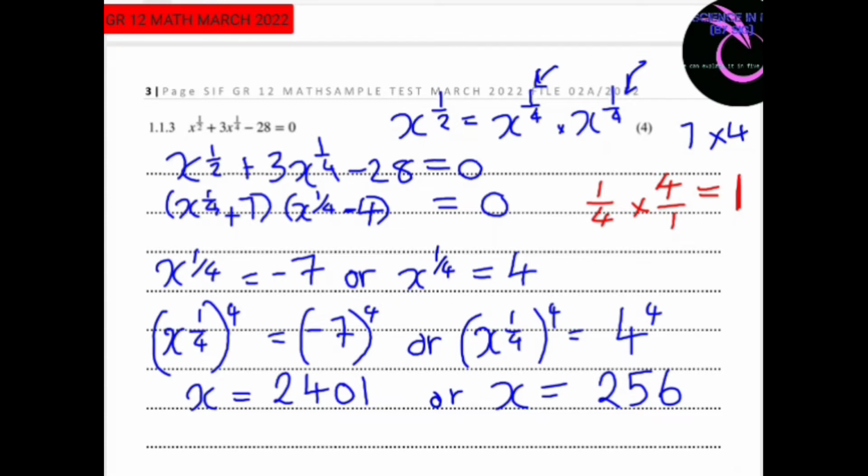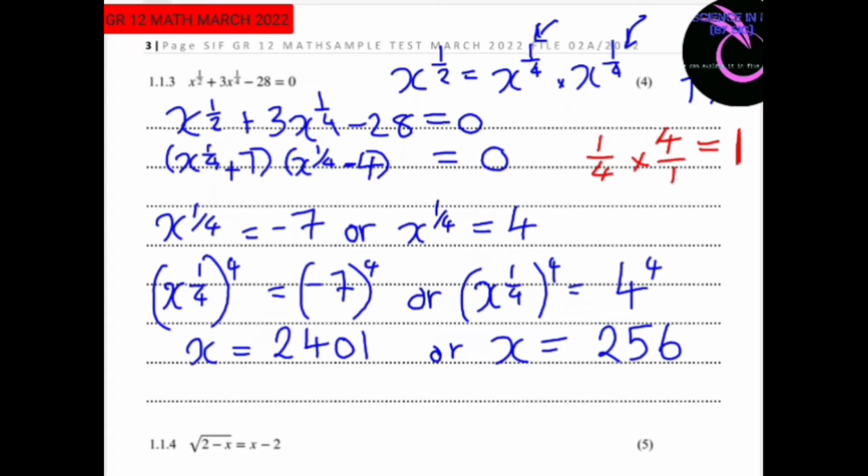Okay. This is one way of solving this problem. Actually, try to treat it like a binomial. In terms of factorization, I can get a binomial from this expression and then solve it like how I normally solve a simple quadratic equation. Either one of the factors is 0.